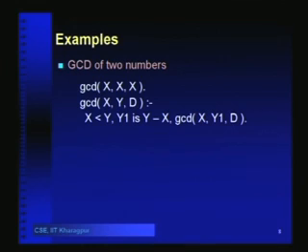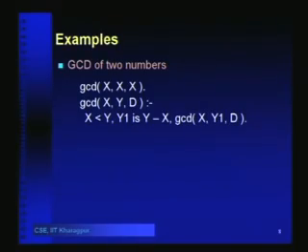GCD of two numbers. The predicate is GCD of x and y is z. So if we have GCD of x and x, then that is x. And can you recognize this method? Yes. So GCD of x and y is d provided x is less than y, y1 is y minus x, and GCD of x and y1 is d, right. So it is a familiar recursive way of computing GCD, and that is just coded in Prolog here.